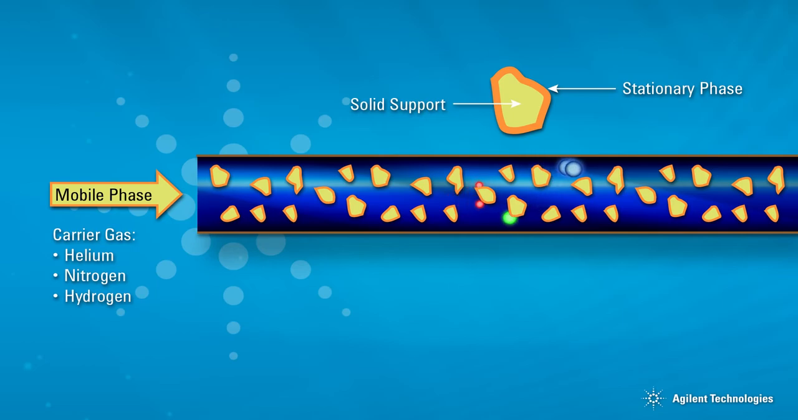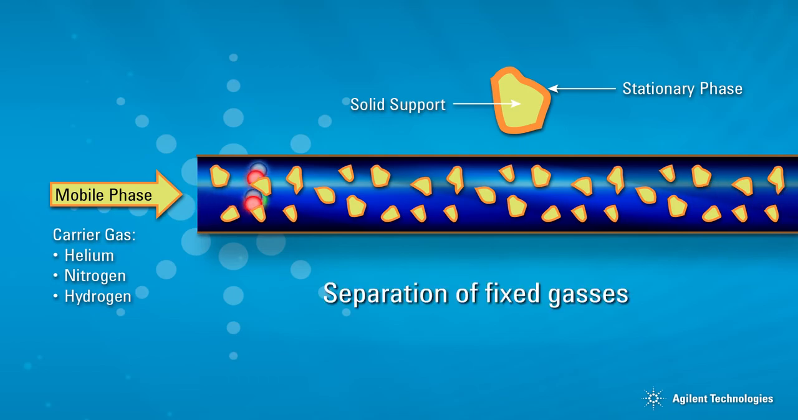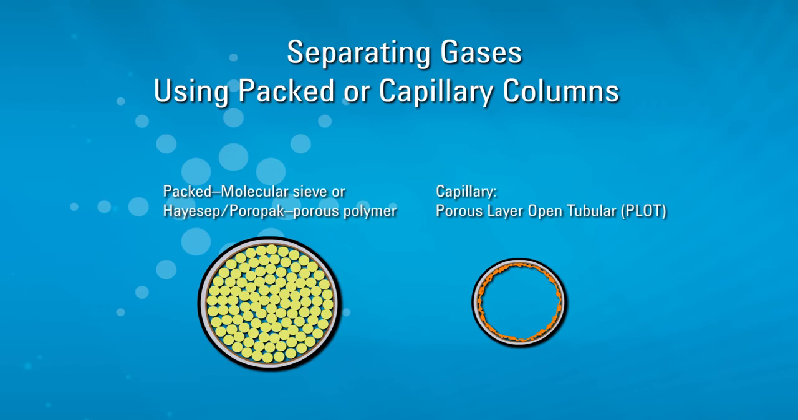Packed columns require much higher carrier flow rates than capillary columns, in the range of 20 to 60 milliliters per minute. There are some specific applications, especially separation of fixed gases, where packed columns are still used. Packed columns for separating gases come in two main varieties.